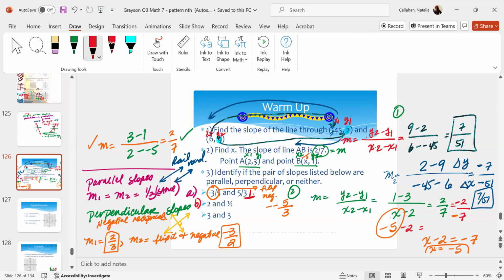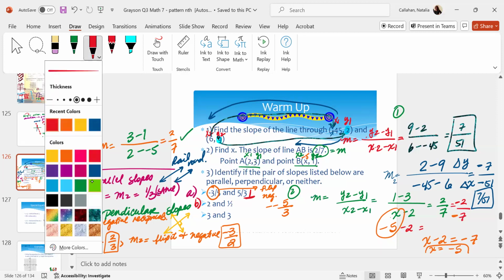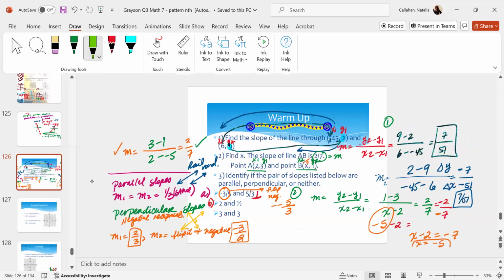So what about B? So B, take one of them, flip it and put a negative on it. So what is that one? Neither, because it's not the same and it's not a negative reciprocal, right? So you just put neither.